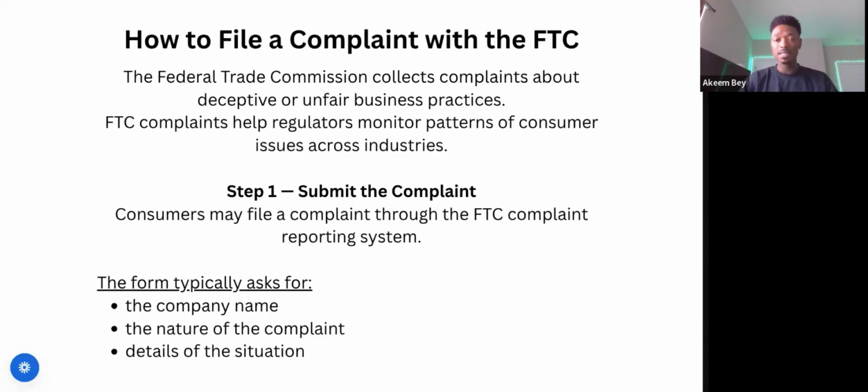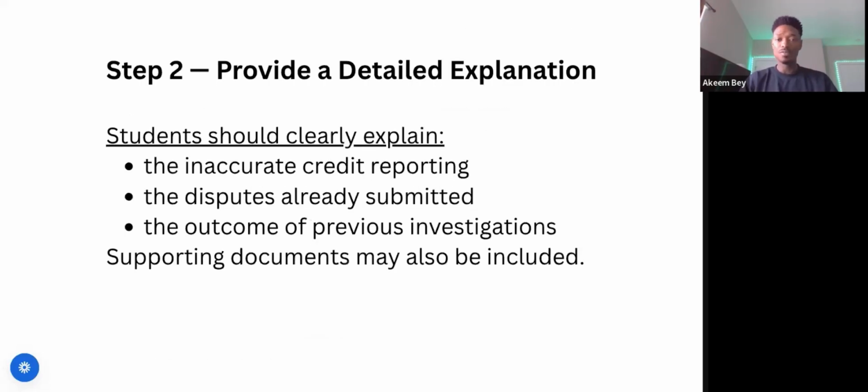So the first step is to submit the complaint. You want to go file that complaint through the FTC complaint reporting system. And again, you're just going to go to ftc.gov or just Google FTC. Make sure you click the right link, and it'll take you directly to the portal, right? And the form typically is going to ask for the company name, the nature of the complaint, and details of the situation.